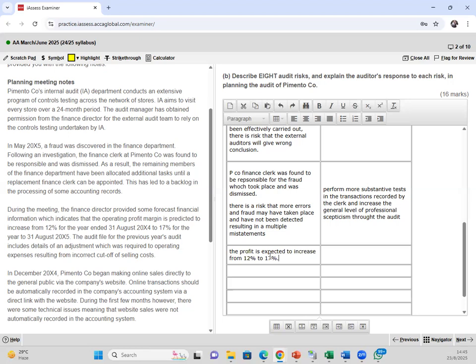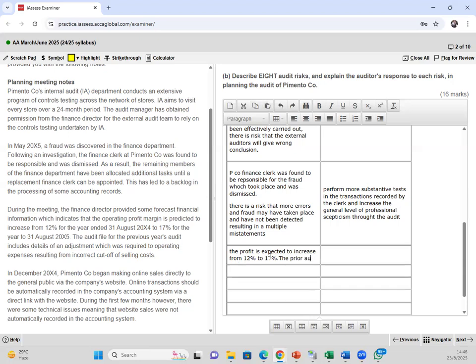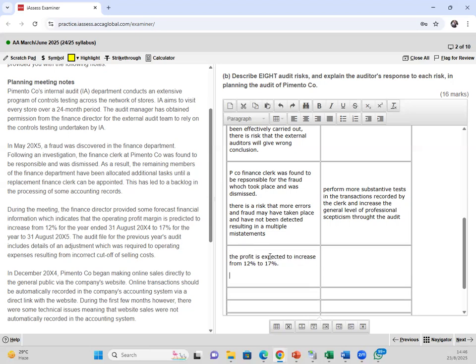And another supporting evidence that we want is that in the prior year, the prior audit indicated that... or we can just, that one we can put it on the supports below. So that's the indicator. We can just put that one. The profit is expected to increase from 12 to 17%, or you can highlight the period.